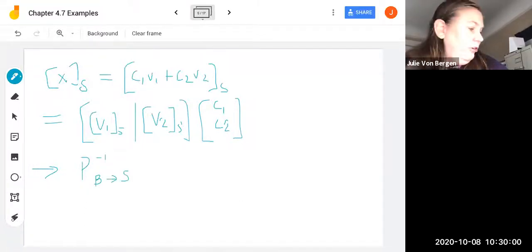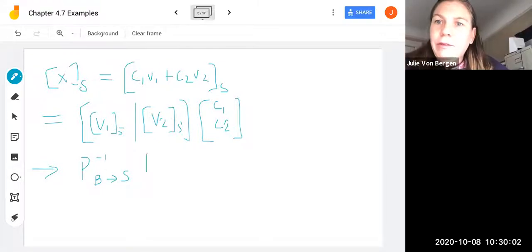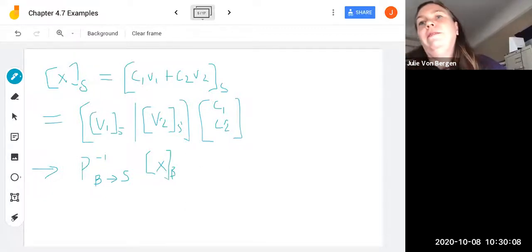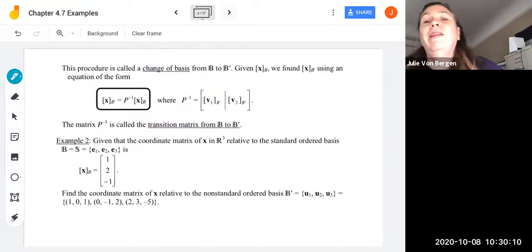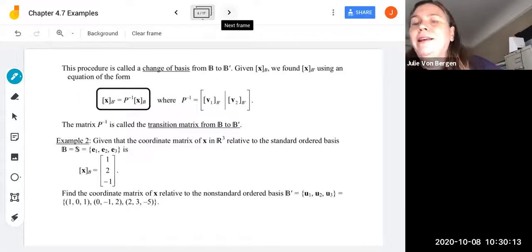So we do the inverse of this transition matrix and multiply it by our X column vector in the new basis. So that's the process we went through. Here's a more nicely typed version of what I just went over. This whole procedure is called the change of basis. We say it's from B to B prime.